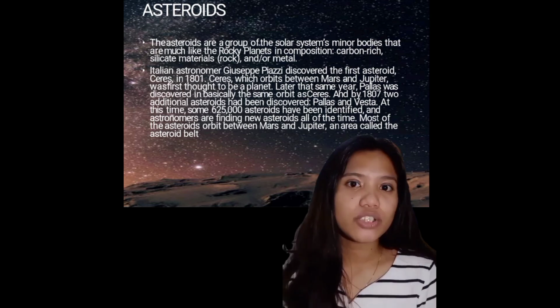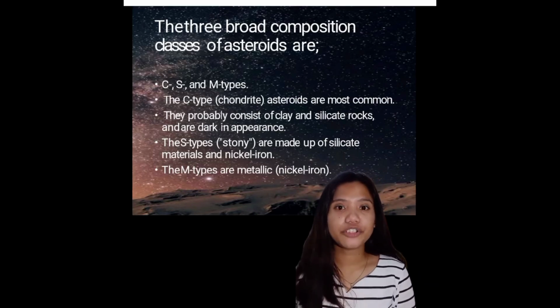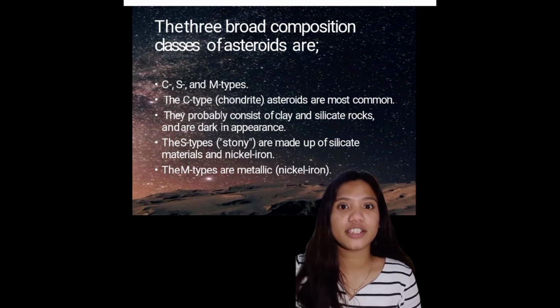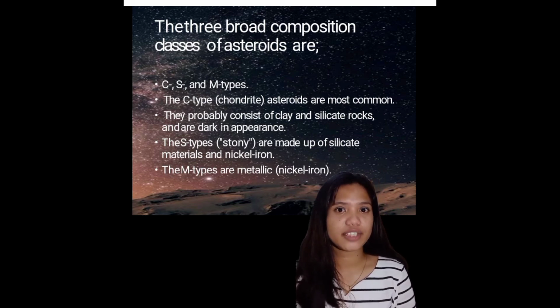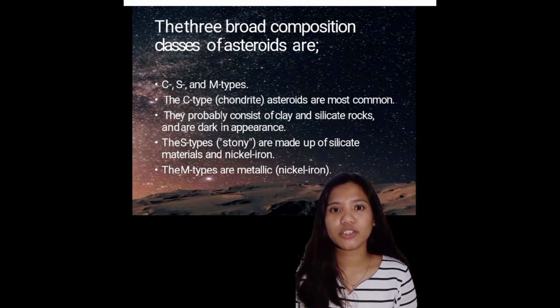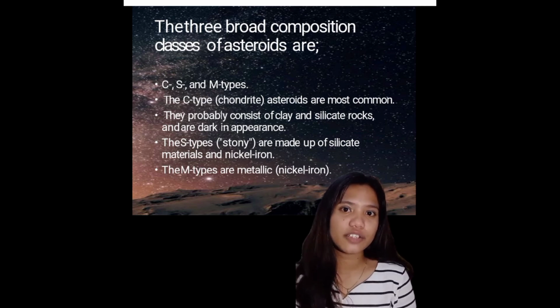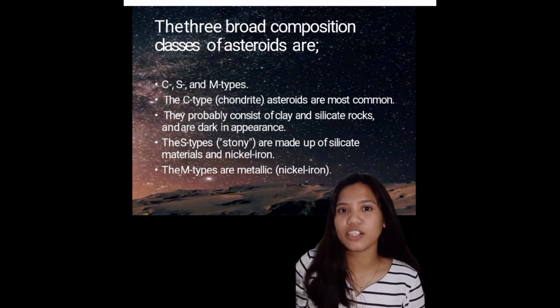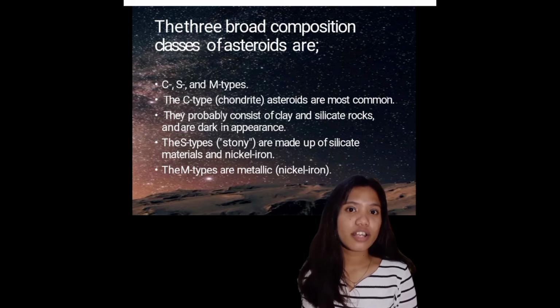Most of the asteroids orbit between Mars and Jupiter, an area called the asteroid belt. There are three broad composition classes of asteroid: C-type, S-type, and M-type. The C-type asteroids are the most common. They probably consist of clay and silicate rocks, and are dark in appearance. The S-type are made up of silicate materials and nickel-iron. The M-types are metallic, nickel-iron.